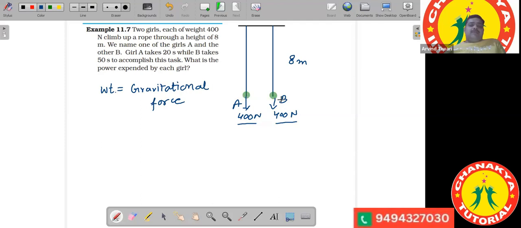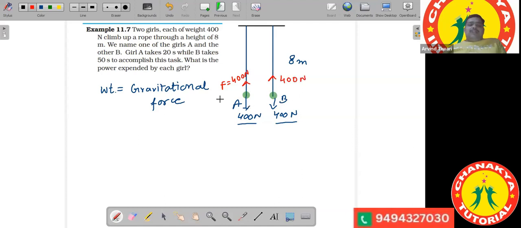on A and B. So A and B both are experiencing the same force, 400 Newton, and hence to move in the upward direction, these girls must use a force of 400 Newton only. So A should apply a force of 400 Newton. B should also apply a force of 400 Newton.